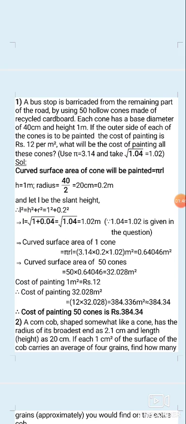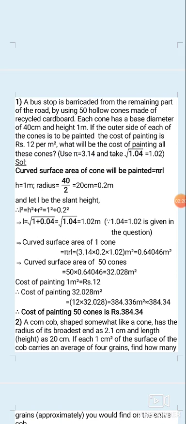Now let l be the slant height. So we know the equation l square is equal to h square plus r square. That is 1 square plus 0.2 the whole square. Now l is equal to square root of 1 square, what? 1. 0.2 square is 0.04. Now the sum of that two is equal to square root of 1.04. Now its value is given, which is equal to 1.02 meter.